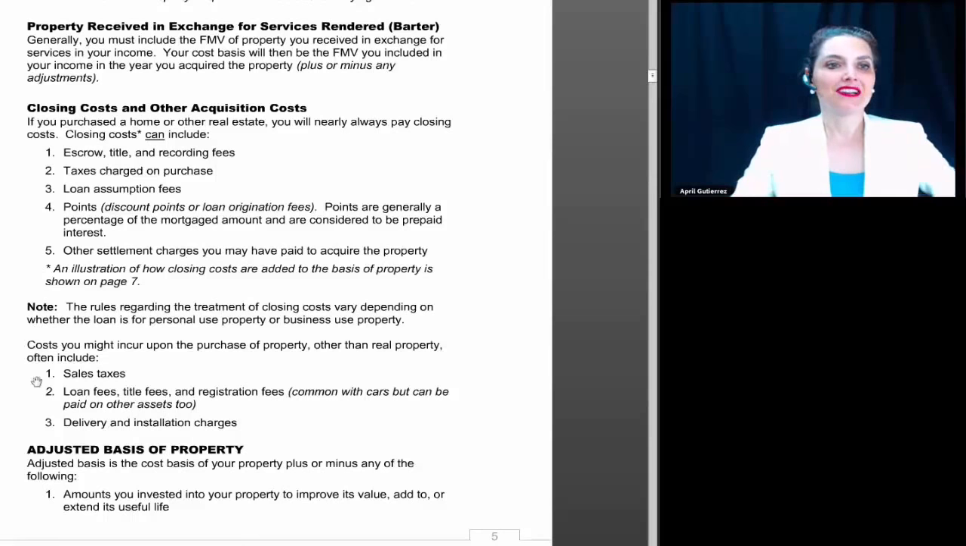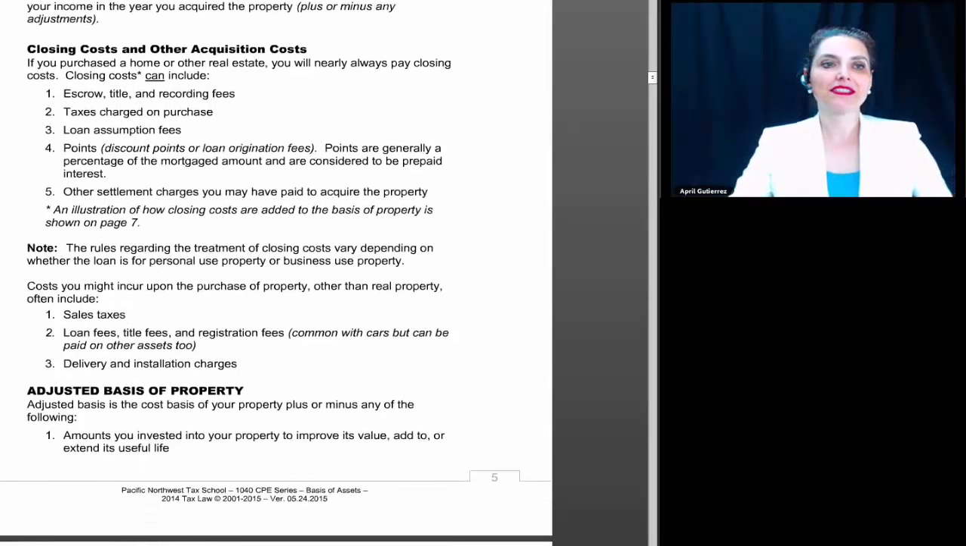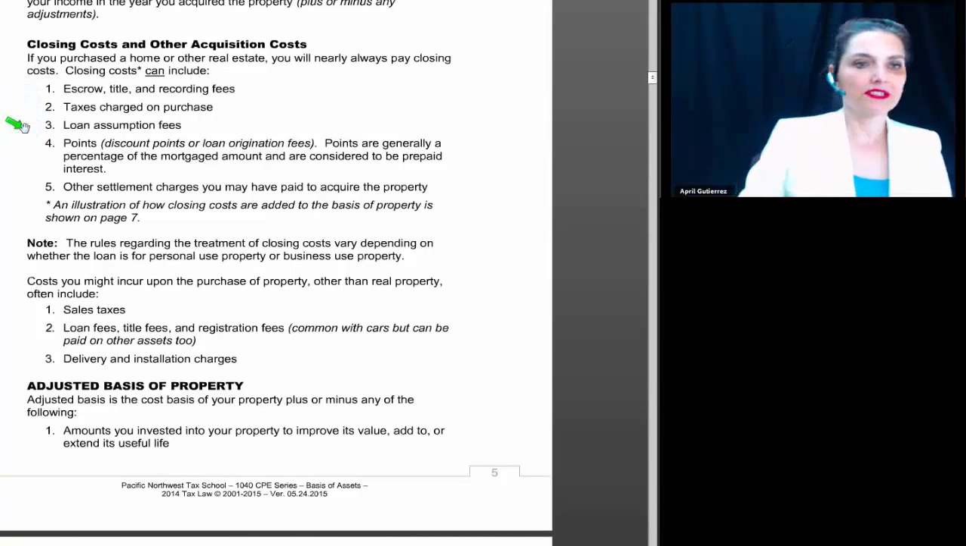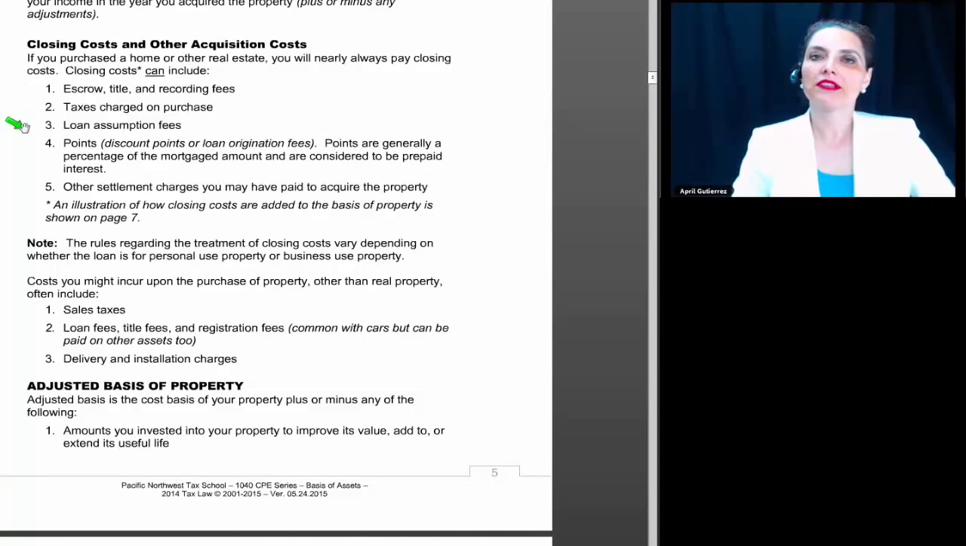All right, let's look at closing costs and other acquisition costs. If you purchased a home or other real estate, you will nearly always pay closing costs. And closing costs can include escrow, title, and recording fees, taxes charged on purchase, loan assumption fees, points, discount points or loan origination fees. Points are generally a percentage of the mortgage amount and are considered to be a form of prepaid interest. So although they are closing costs, they don't necessarily add to your basis. And then finally, other settlement charges that you've paid to acquire the property.